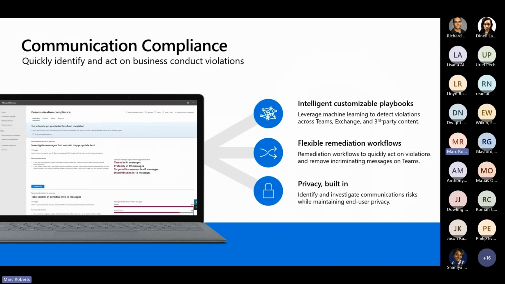Communication compliance in Purview is a feature that helps organizations monitor and manage communications to ensure they comply with regulatory requirements and internal policies. It allows for the detection of inappropriate content, such as harassment and sensitive information, and helps maintain a safe and compliant communication environment. It comes with built-in playbooks out of the box.